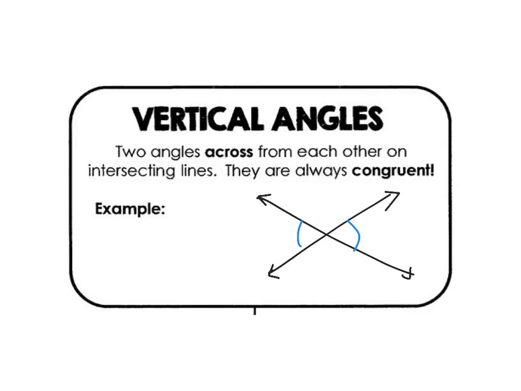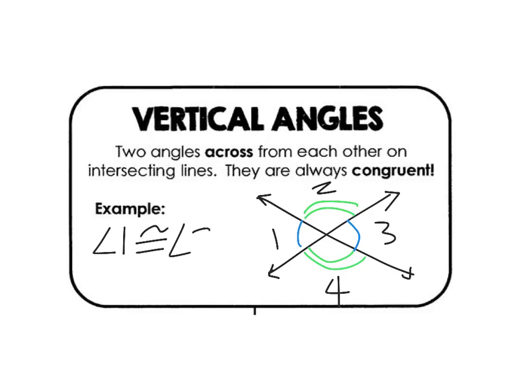These angles would also be congruent. So we've got this one and this one. The green angles are also congruent to each other. So if we call these angles 1, 2, 3, and 4, the statements we would write are that angle 1 is congruent to angle 3 because they're vertical angles, and angle 2 is congruent to angle 4 because they're vertical angles.